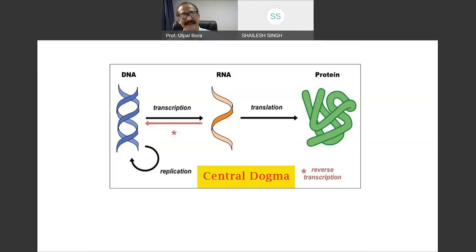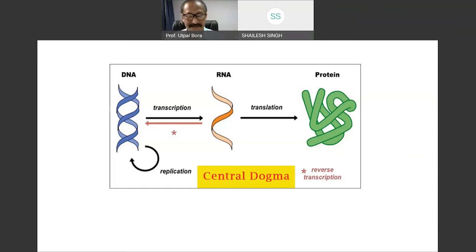Now, this flow of information is in a way unidirectional, from DNA to RNA to protein, until it was discovered that there are RNA viruses where the genetic information is not in the DNA molecule; rather, they carry RNA molecules as the repository of information. But to express themselves, this RNA has to get reverse transcribed into DNA by a process called reverse transcription. And then finally, that DNA again gets transcribed into RNA, and finally translated into protein.